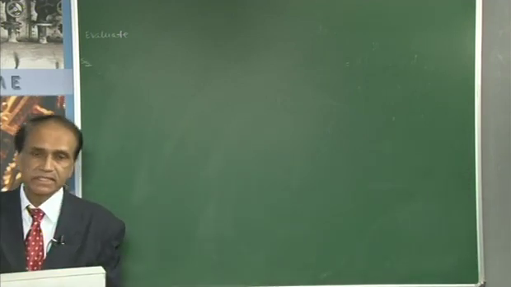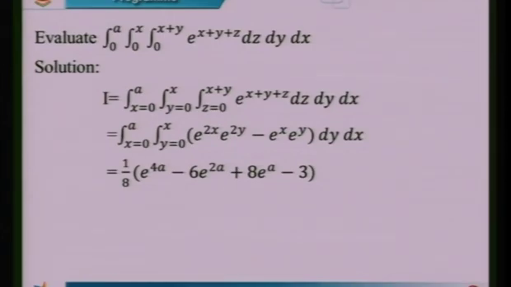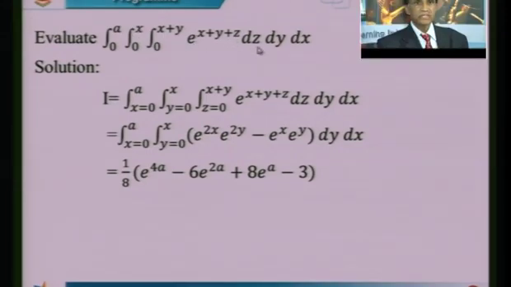Let me discuss another case in the same fashion, that is a triple integral with one more variable form. I will just give the hints for those problems so that you can go through the list of the examples we have shown here. This is another case: 0 to a, 0 to x, and 0 to x plus y, of e to the power x plus y plus z, dz dy dx.